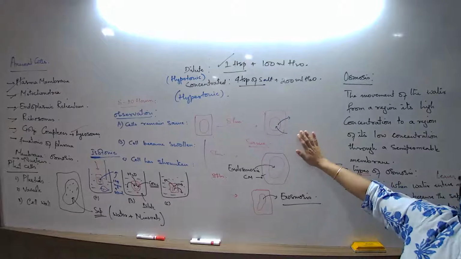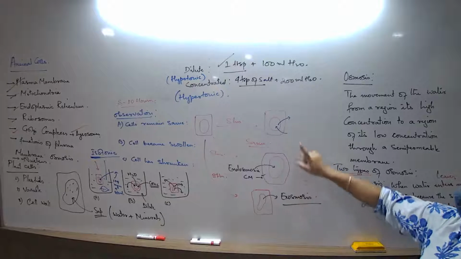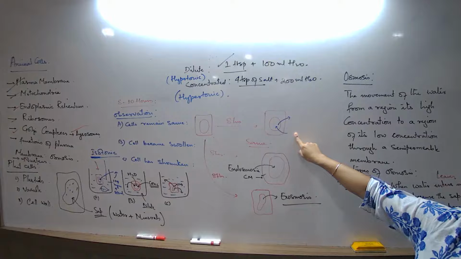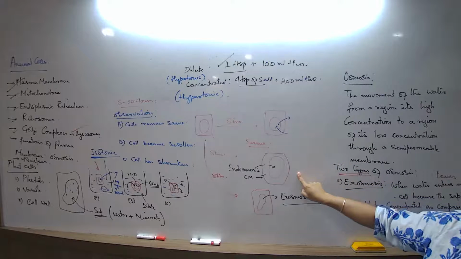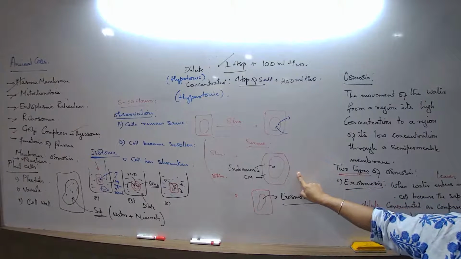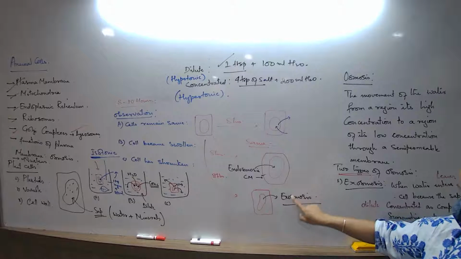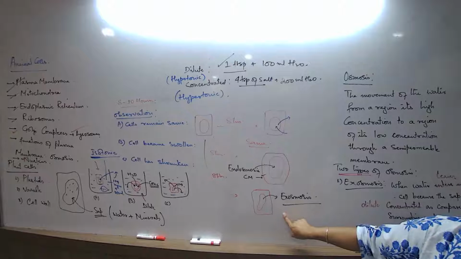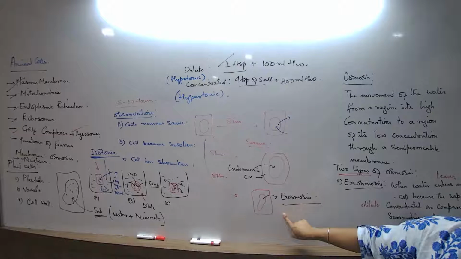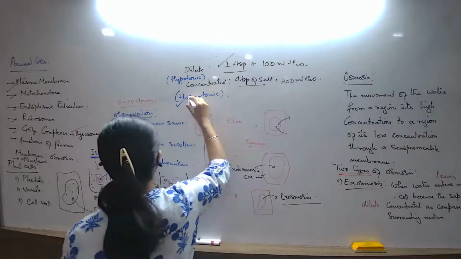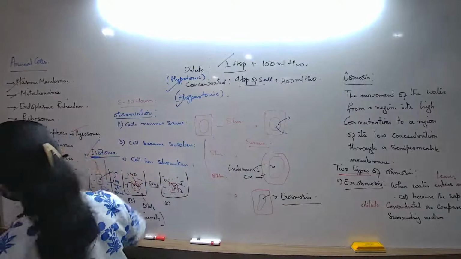So now, what are the three conditions? When the cell is placed in an isotonic solution, the cell remains the same. When the cell is placed in a hypotonic solution, the cell swells up. When the cell is placed in a hypertonic solution, the cell shrinks and may die out also if kept here for a long time. Let us write down this definition. 1, 2, and 3. Very, very important.